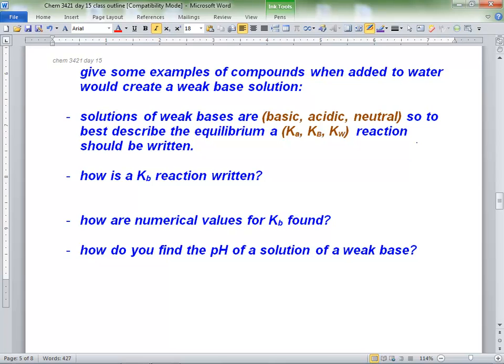How about some compounds? This is a tough question, Ashley. Let's see if we can figure it out, though. Give an example of a compound that when you add it to water, you would create a weak base solution. A compound where you add it to water and you would create a weak base solution. Now, let's back up a little bit. What would be an example of a weak base? Right? Because the strong bases we talked about. What would be an example of a weak base?